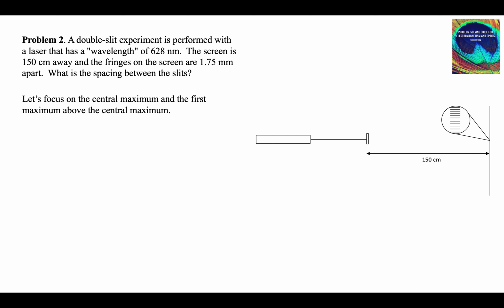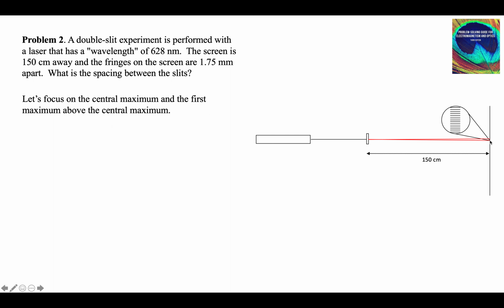So let's focus on the central maximum and the first maximum above the central maximum. Let's draw these two lines. This is an exaggeration of the angle. The angle's much smaller than this. The bottom red line goes straight across to the central maximum. The red line a little bit higher than that is the first maximum above the central maximum.